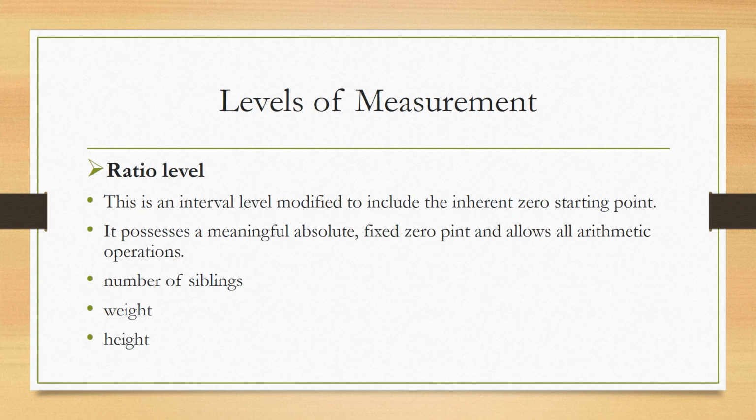And the last is ratio level. So when we say ratio level, this is an interval level modified to include an inherent zero starting point. It possesses a meaningful absolute zero and allows all arithmetic operations. Examples: number of siblings, weight, and height.